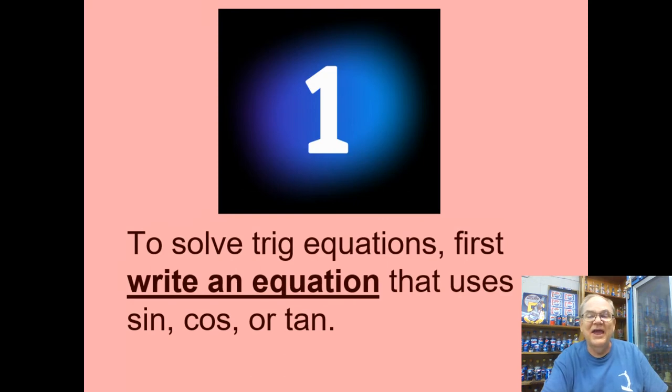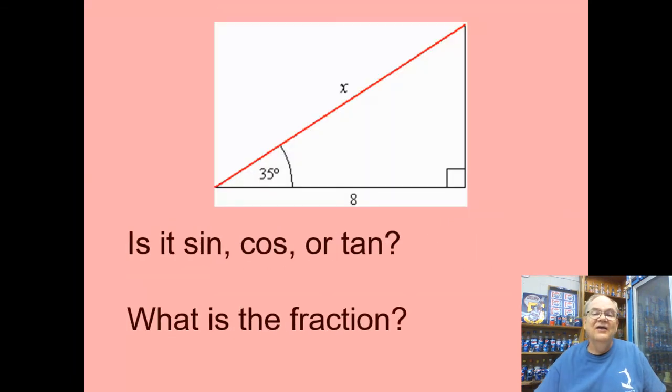You basically want to think back to SOHCAHTOA that we talked about last week. You want to think about the fact that sine is opposite over hypotenuse, cosine is adjacent over hypotenuse, and tangent is opposite over adjacent. You'll look at the picture, see which sides are involved, and think, is this a sine problem, a cosine problem, or a tangent problem?